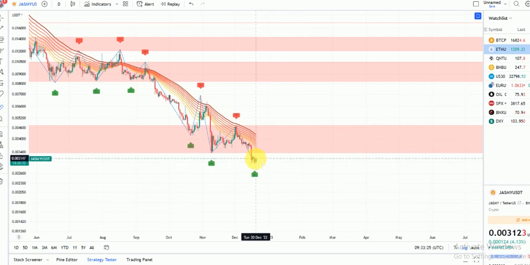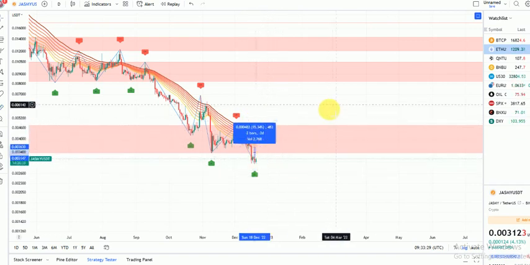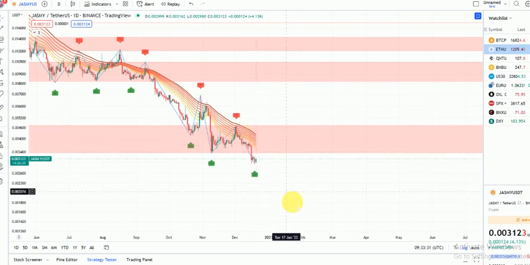That's about how many percent? On the short side, we should see a 15% push to the upside, and then the last push to the downside. As you can see, we're still having lower highs and lower lows, so that is still bearish on the daily, even for Jasmy at the moment.